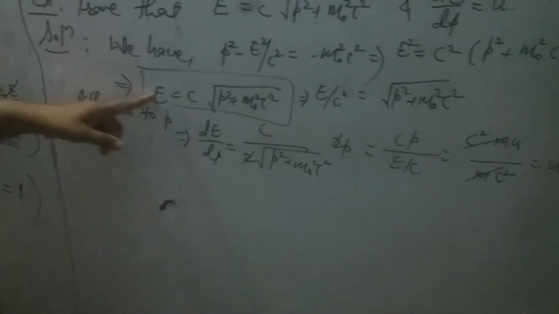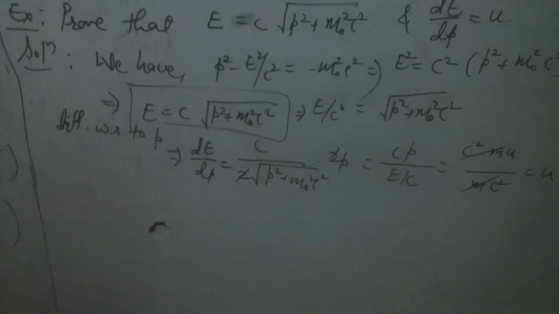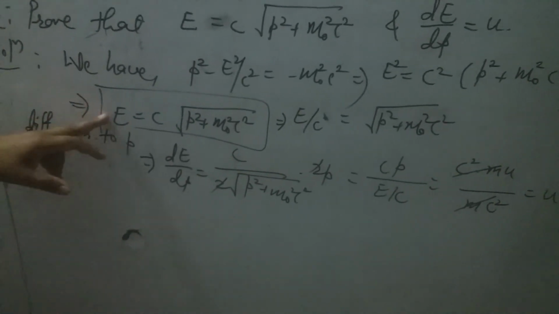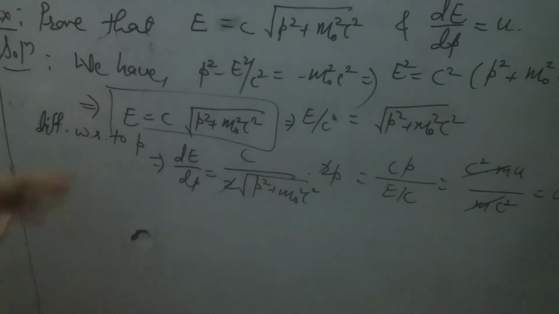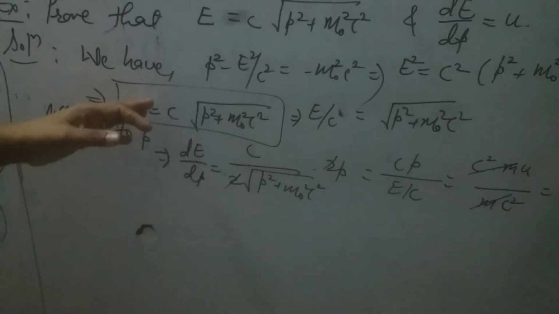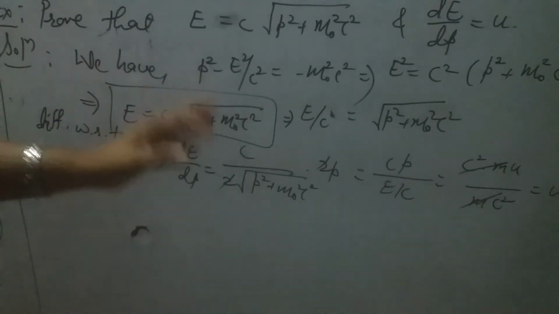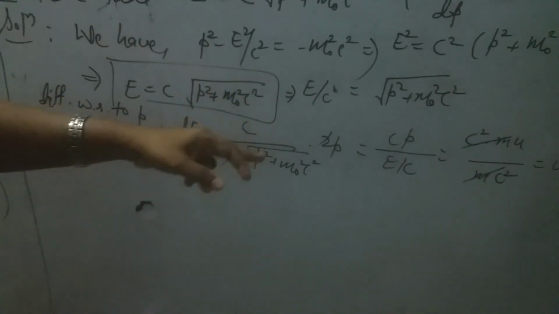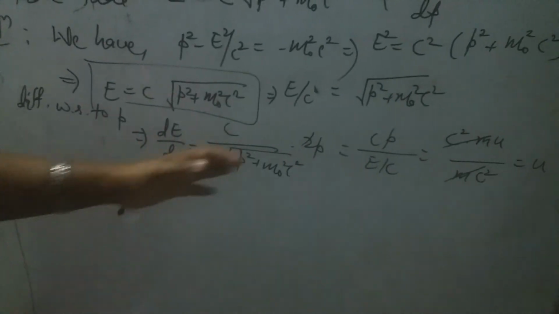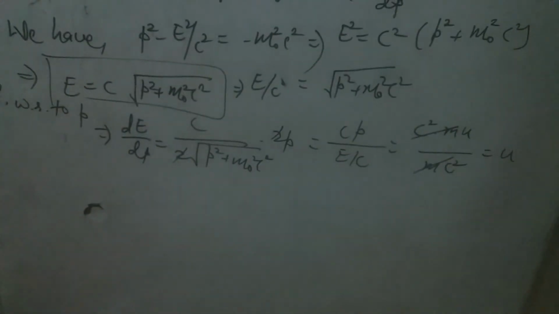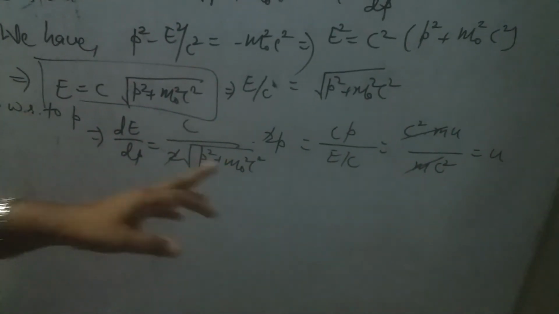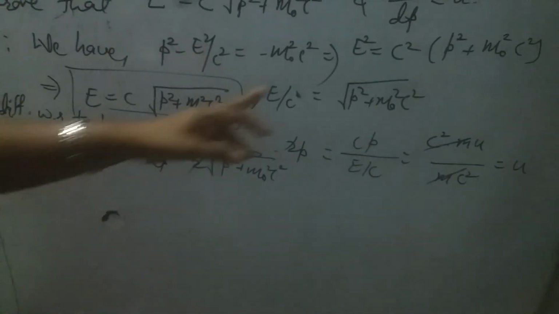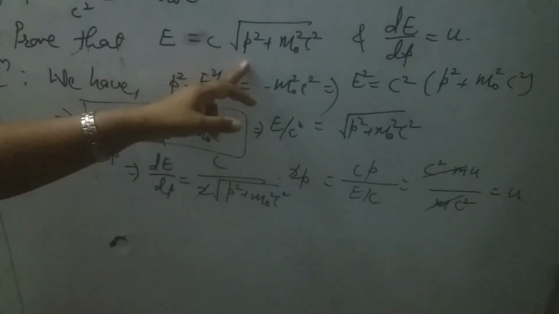Now differentiating this, E equal to c under root of p square plus m naught square c square, and using the formula of differentiation, we will get dE by dp, as left hand side is a function of p. So differentiating with respect to p, we will get dE by dp equal to c upon 2 root of p square plus m naught square c square into derivative of p square, which is twice p. So 2 will get cancelled and we are left with c p upon under root of p square plus m naught square c square. But under root of p square plus m naught square c square is E by c.